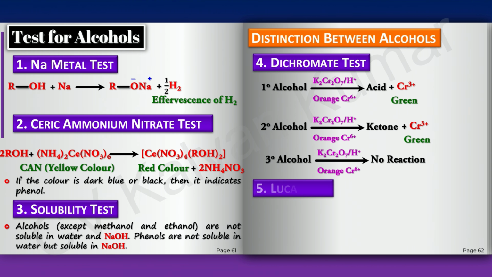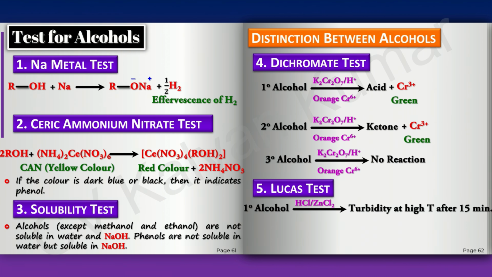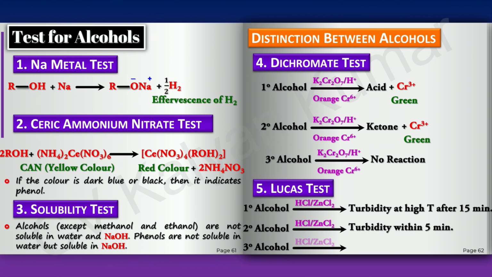Then comes the Lucas test, which we've already done. The primary alcohol will give you turbidity after 15 minutes. Secondary will give you within 5 minutes. And tertiary will give you turbidity under a minute. Then comes the last of the tests, that's called the Victor-Meyer test.